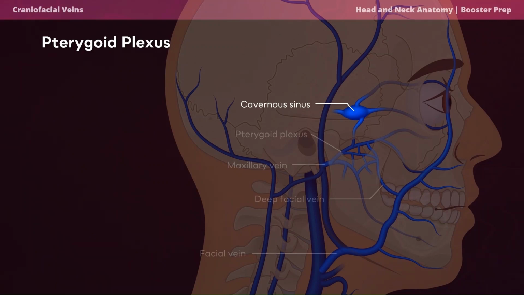Before we move on to that, however, it's important to mention the clinical significance of the plexus when it comes to infection spread and surgical considerations. Because of its connections with the facial vein, maxillary vein, and cavernous sinus, the pterygoid plexus can serve as a route for the spread of infection from the face and oral cavity to deeper structures, including the brain. So my brainworms prevent infection, but your patients don't necessarily have brainworms. The pterygoid plexus is also an important consideration for dental and maxillofacial surgery due to its location and potential for significant bleeding if inadvertently injured.